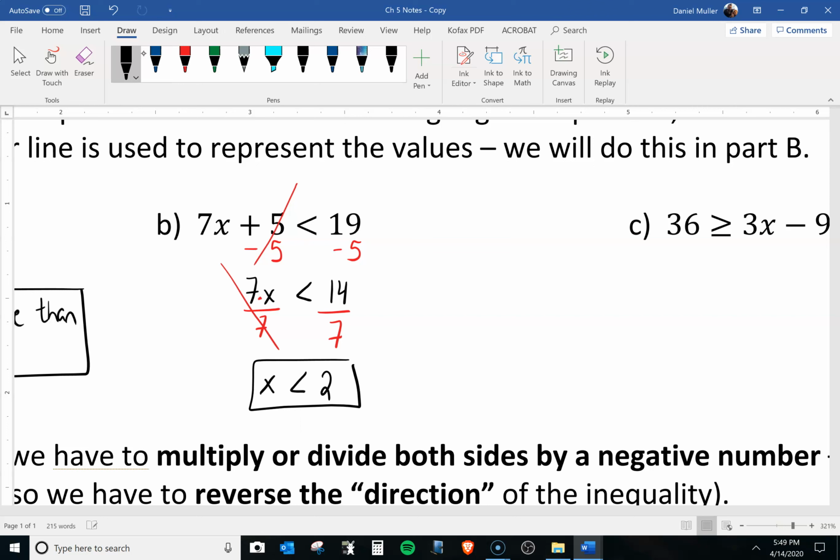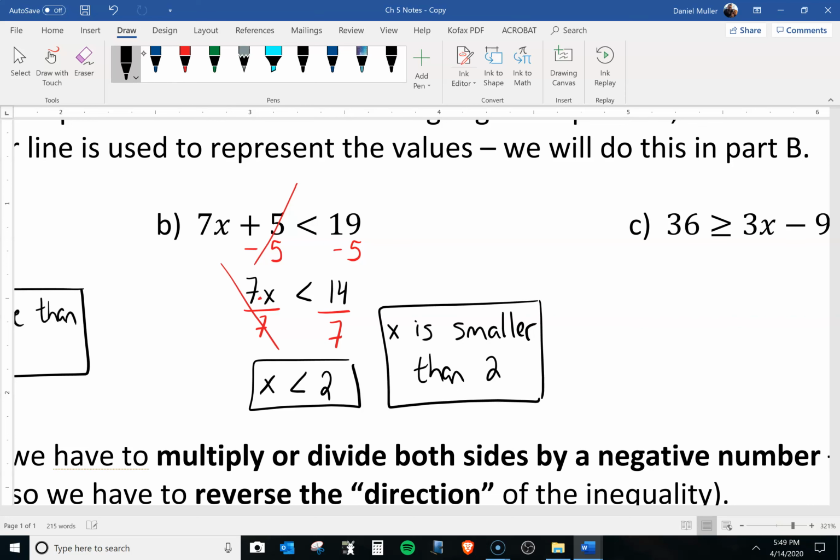So there we have it. X is on the smaller side, so x is smaller than 2. X is on the small side. So that's what I'm going to do. X is smaller than 2, or x is less than 2.